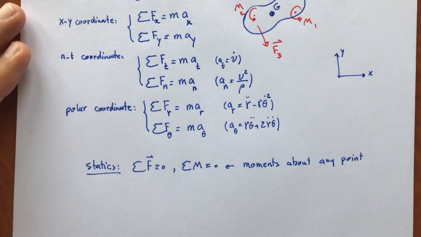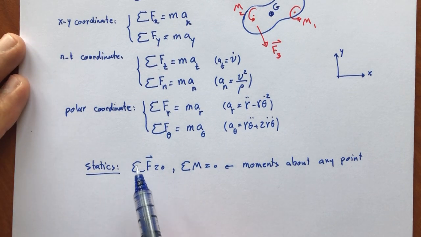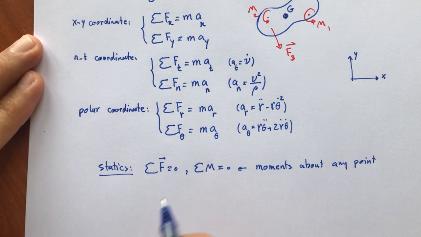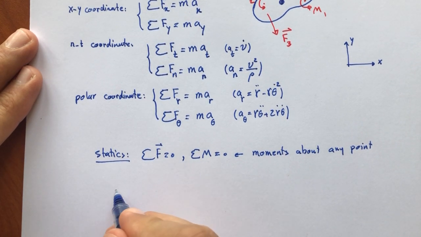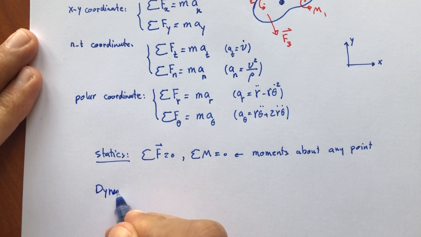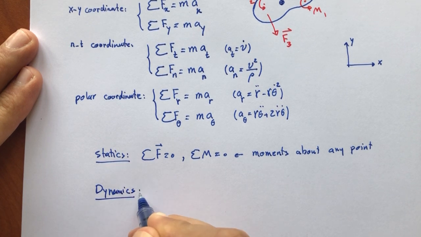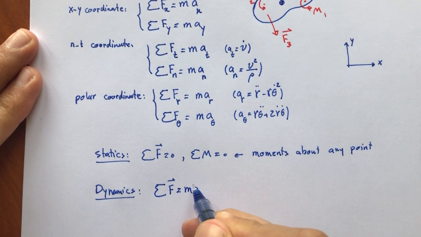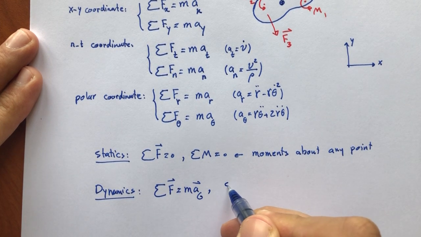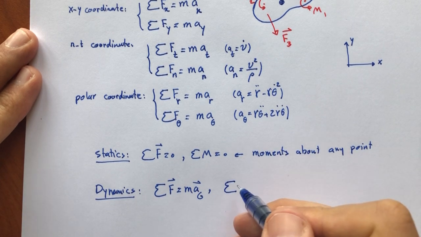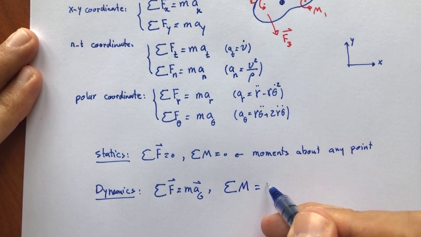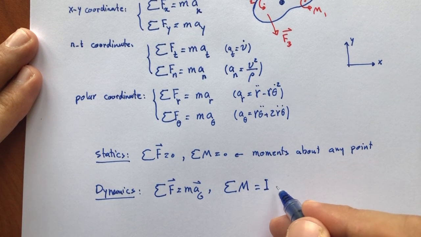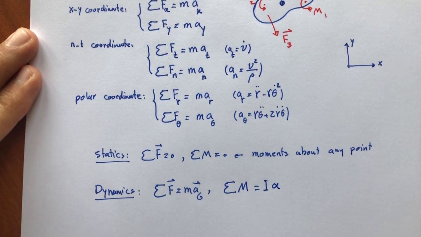But in dynamics, equations are going to be slightly different. Sum of the forces is equal to mass times acceleration, which we talked about. And also we have something about the moment too, similar to statics. In dynamics, sum of the forces is equal to mass times acceleration of the centroid, and sum of the moments is not equal to 0. Sum of the moments is equal to mass moment of inertia times angular acceleration.